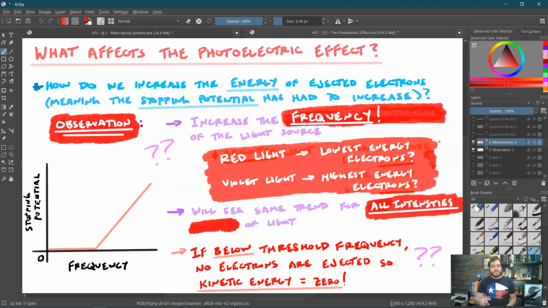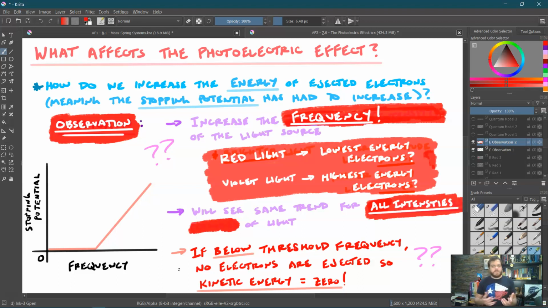One, it appears that changing the brightness doesn't increase the energy of the electrons. Instead, we need to increase the frequency. In fact, if you noticed, the violet values were pretty high for stopping voltage. Then it was yellow, then orange, and red was 0. And so the frequency actually affects how much stopping potential we need, and therefore how much energy these electrons have. Up to a certain point. Remember, if we're below this threshold frequency, no electrons are ejected at all, so the kinetic energy is just 0. So this is the plot we would see here.